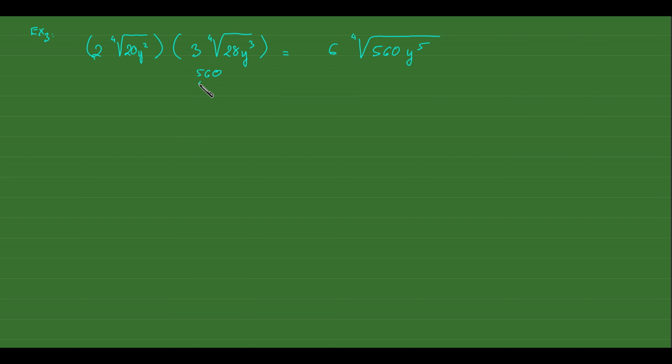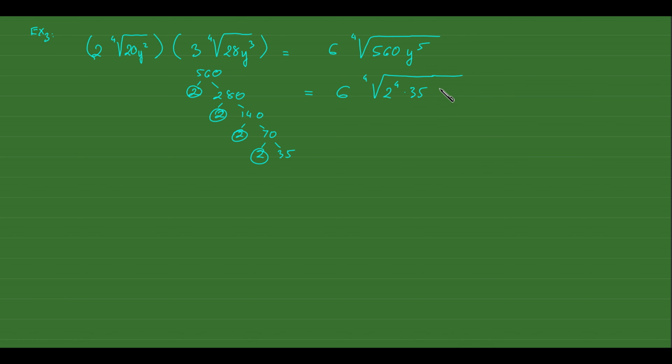So 560. You simplify it. You try to divide by 2, gives you 280. You divide by 2 again, gives you 140. Divide by 2 again, gives you 70. Divide by 2, gives you 35. And you see that 2, 2, 2, 2. You can split it up again with 7 and 5, but I don't see the point, because this is 2 to the 4 power already. So I can write it as 6 fourth root of 2 to the 4 times 35.